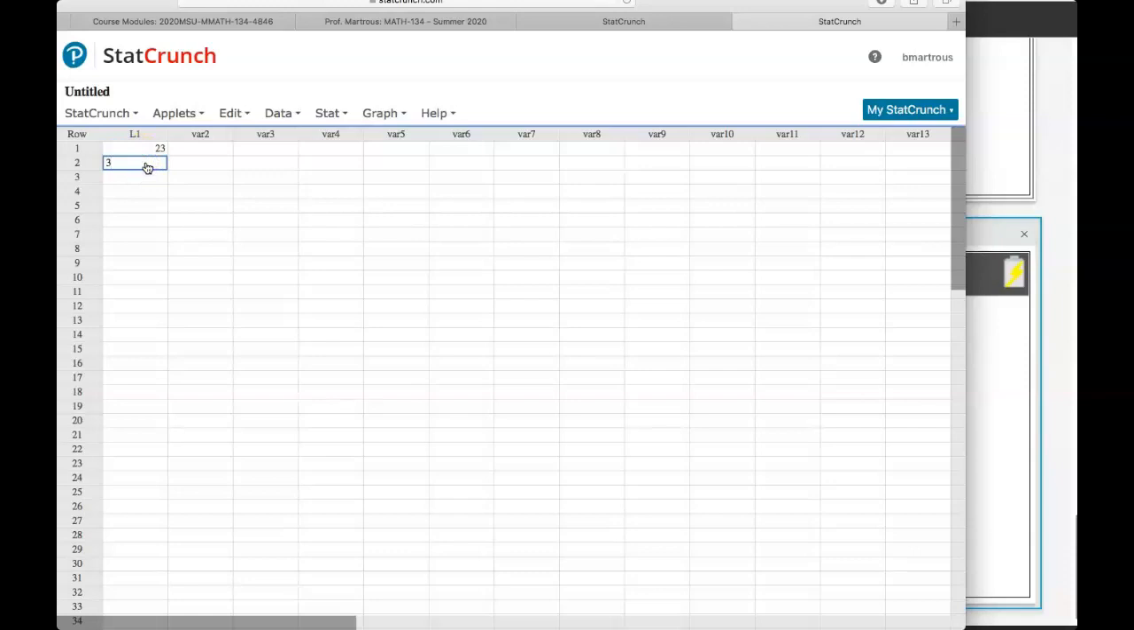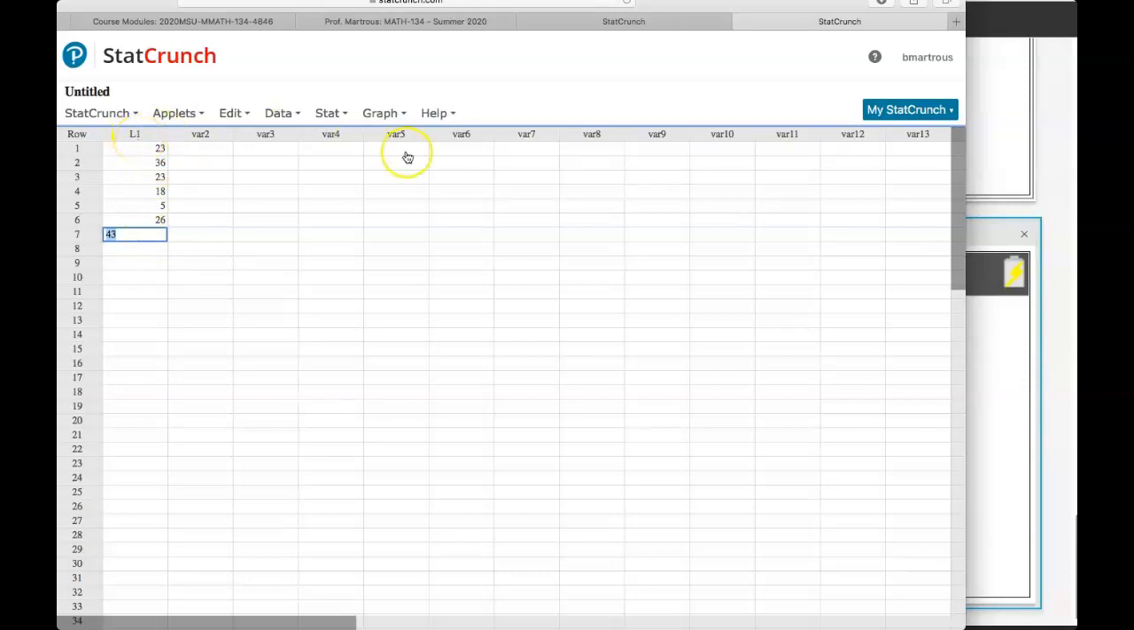23. Then after that, we have 36. Then it's 23, 18, 5, 26, and 43. So we have 3, 4, 5, 6, 7 in total. So this is our first step using StatCrunch. Enter all these in one column and name the column variable. So we choose to have L1.